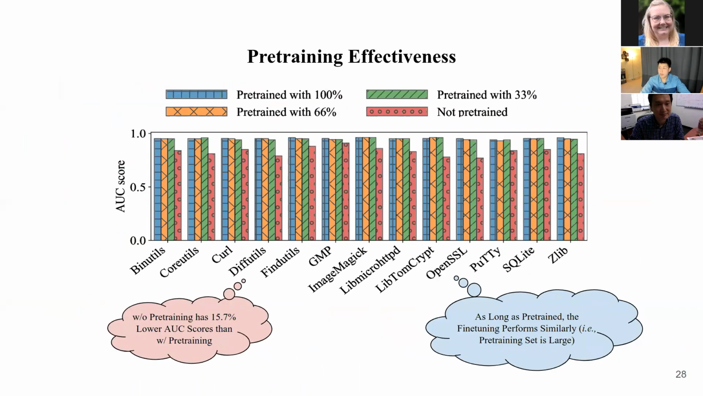And we also do ablation studies to evaluate the effectiveness of pre-training by learning execution semantics on both static code and traces. We find that without pre-training, the model achieves a 15.7% lower AUC score than with pre-training. And we also find that by pre-training on only a very tiny number of execution traces, like 30%, the model also achieves very good accuracy.